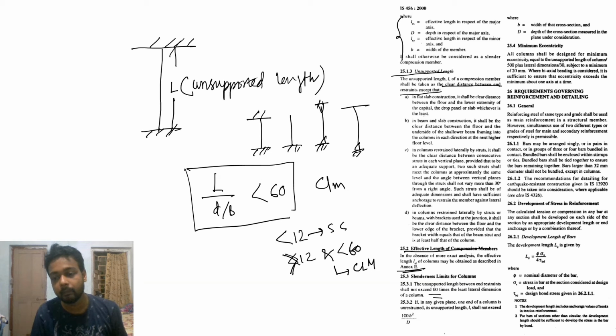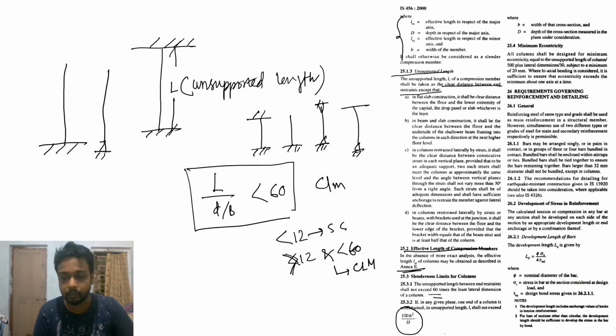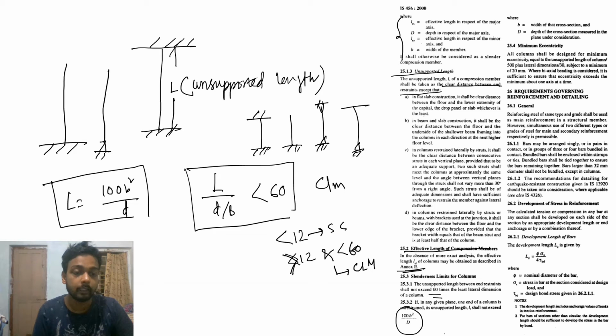If in any given plane one end of the column is unrestrained, its unsupported length shall not exceed 100 b square by d. One end unrestrained means one end is free. At that time, for the slenderness ratio, the unsupported length L of the column shall not exceed L equal to 100 b square by d. When will it happen? When one end is restrained and the other is free.